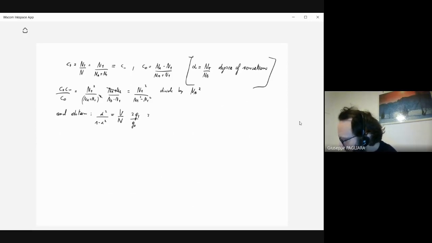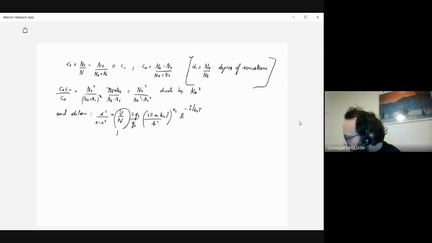Then we have (2πm k_BT / h²)^(3/2) and the exponential of minus I over k_BT. Okay? So I think we have almost done. Let me just make the following.